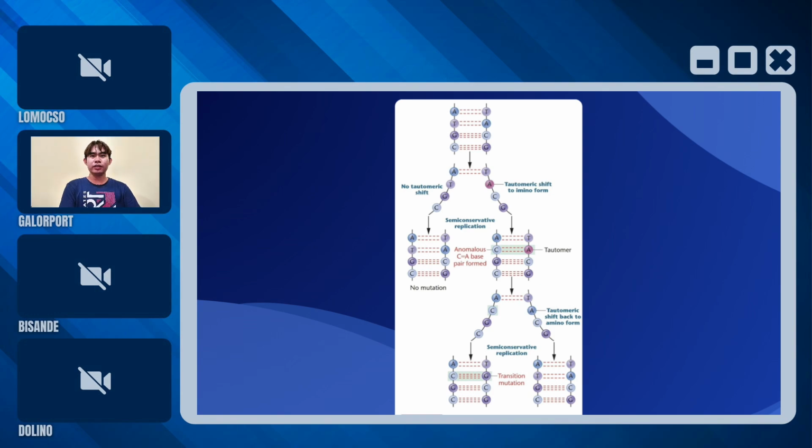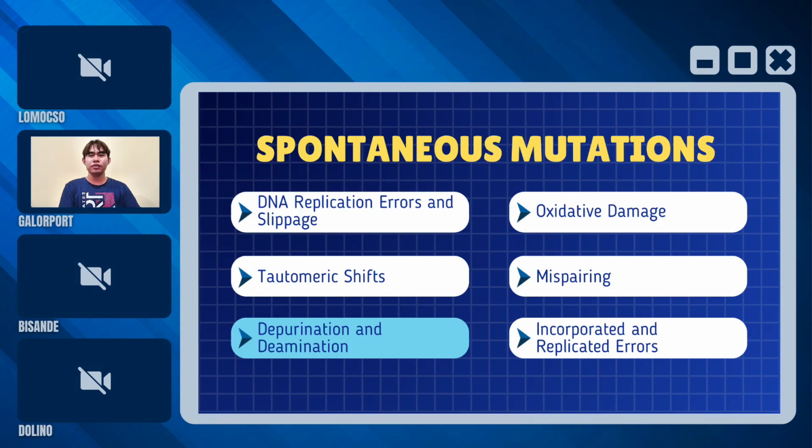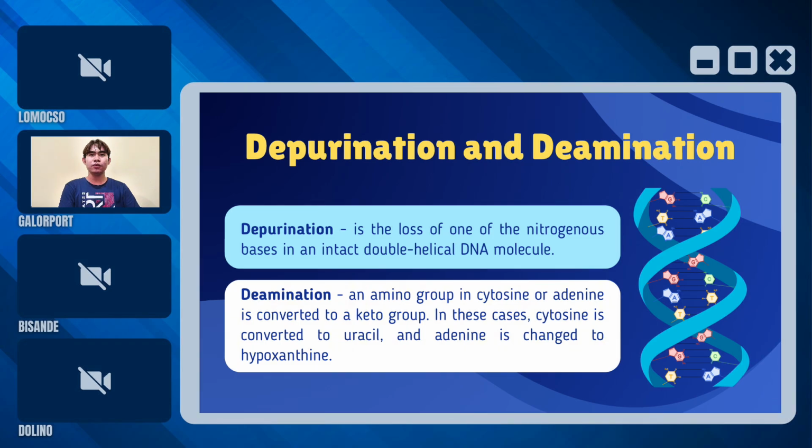Now let's proceed to the third one, depurination and deamination. Depurination is the loss of one nitrogenous base in an intact double helical DNA molecule. These bases may be lost if the glycosidic bond linking the 1'C of the deoxyribose and the number 9 position of the purine ring is broken, leaving an apurinic site on one strand of DNA. If the apurinic site is not repaired, DNA polymerase may introduce a nucleotide at random at that site.